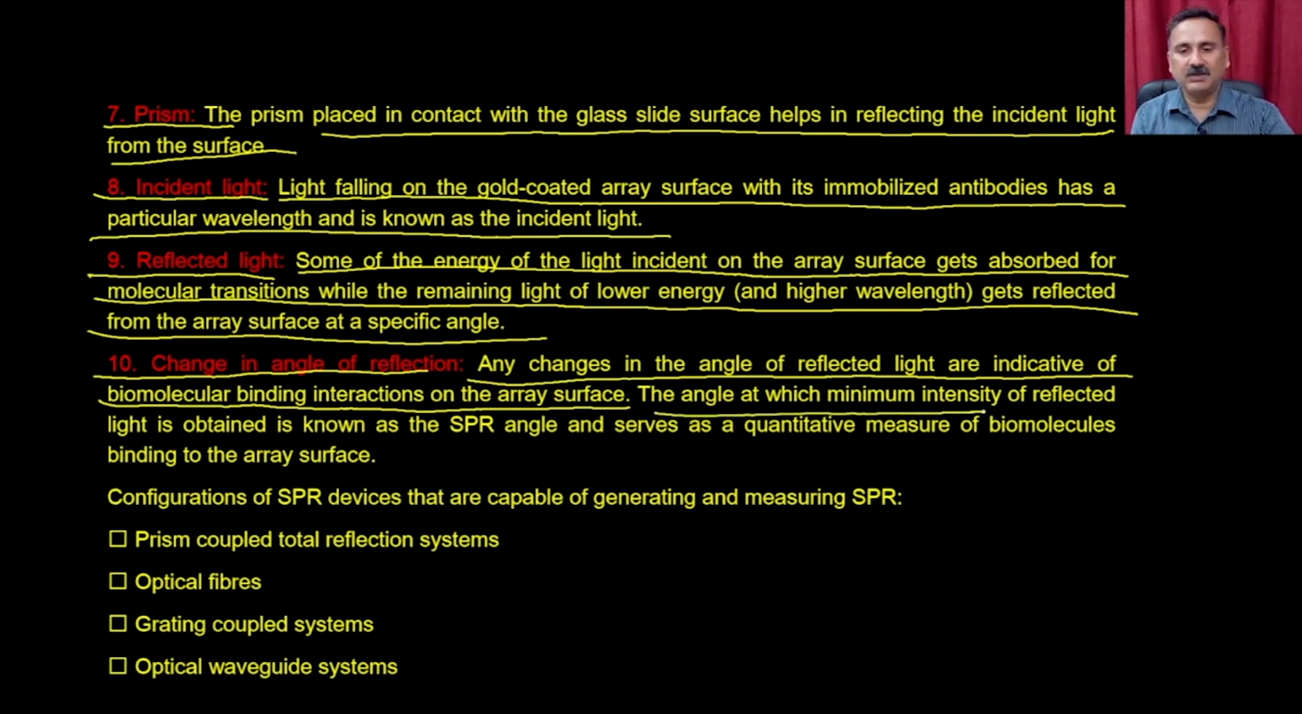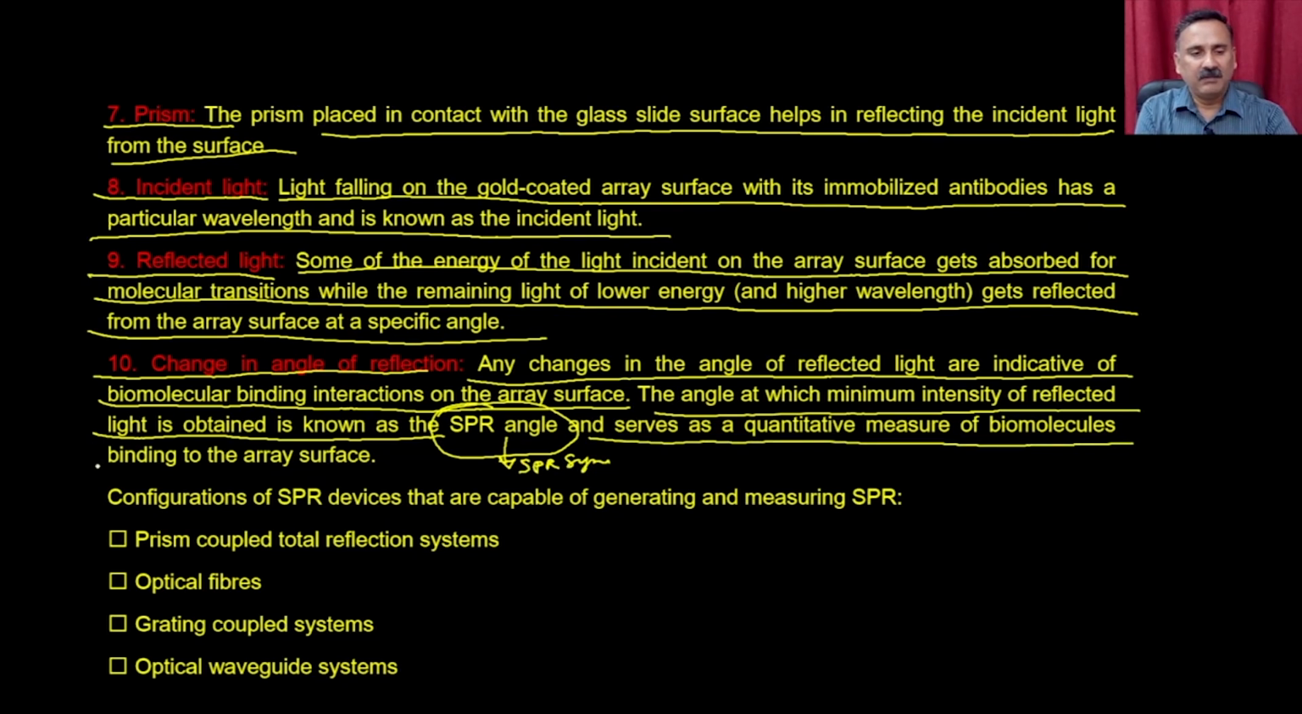The angle at which the minimum intensity of the reflected light is obtained is known as the SPR angle, and this is the angle at which you are actually going to see the SPR signal, right? And it serves as a quantitative measure of the biological binding to the array surface.